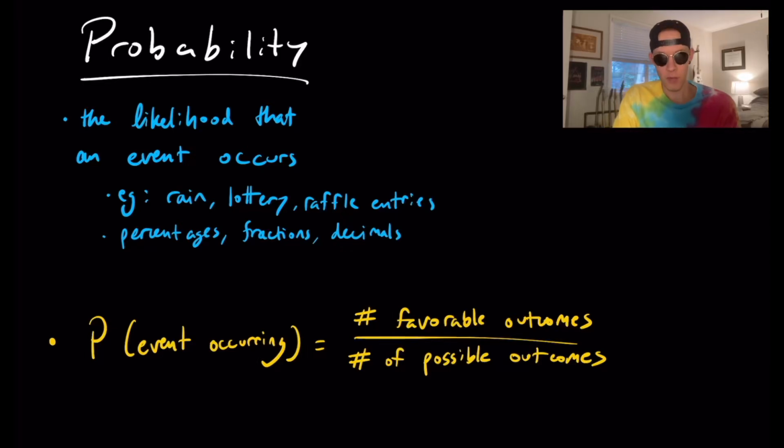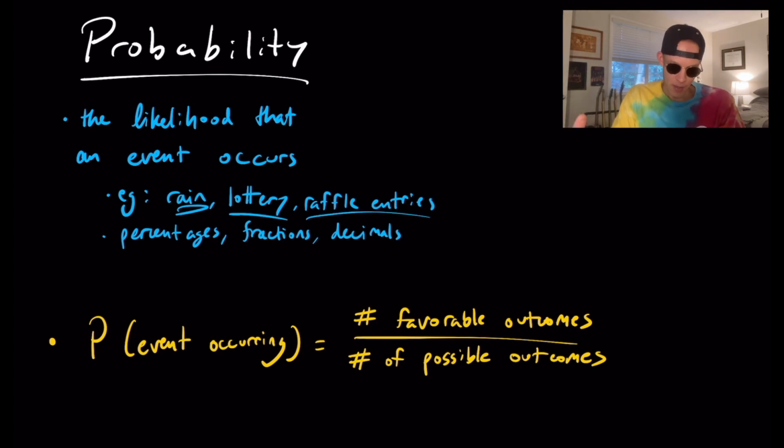Okay, let's talk about probability, which is just the likelihood that some event occurs. Right? You might wake up in the morning and go, okay, what's the probability it's gonna rain today or be cold today? Grab a jacket or whatever. So weather, like I got here, rain. What's the probability that you have the winning lottery ticket and you win the Mega Millions? Probably pretty low, but there's still a probability associated with it. Or any sort of raffle entries that you might enter in.